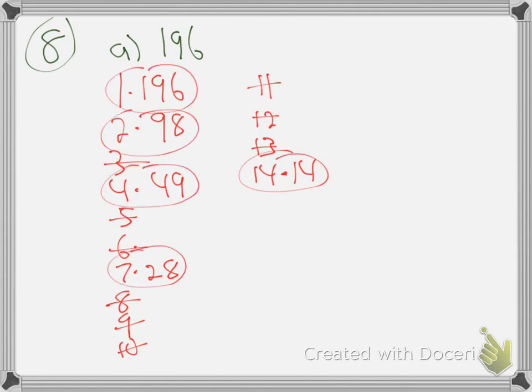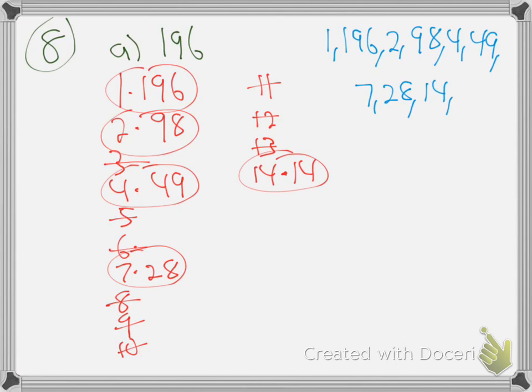So what are all the numbers that divide into 196? 1, 196, 2, 98, 4, 49, 7, 28, 14. Now you don't need to list 14 twice. Just list it once. So that would be the answer. Any order with all commas around them. There we go.